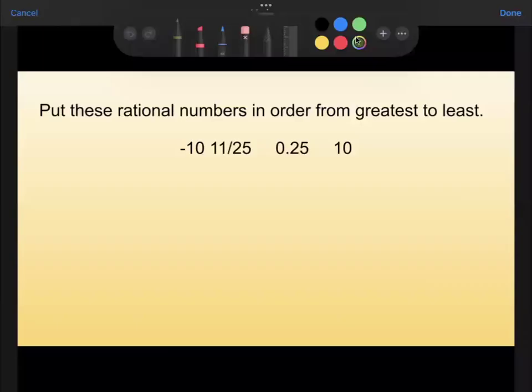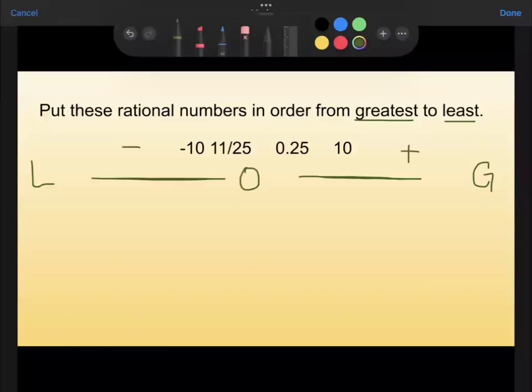Okay, here is our next one. We're going to put these rational numbers in order from greatest to least. Another way you can do this, if you find going greatest to least confusing, is to put it in order from least to greatest and then flip it around at the end. So that's what we'll do this time. I'm going to put the least over here, the greatest over here, and 0 in the middle, so I know everything over here is negative and everything over here is positive, like a number line. I know this is not the way they asked for it, but I'm going to flip it at the end.